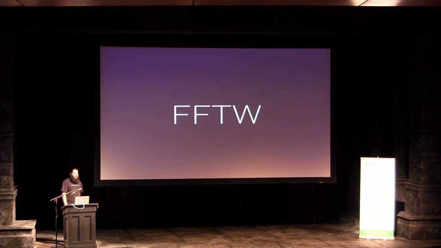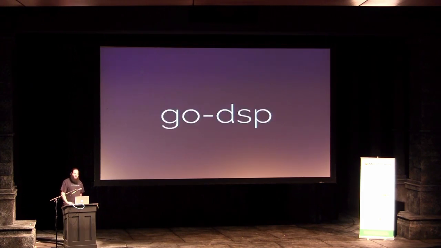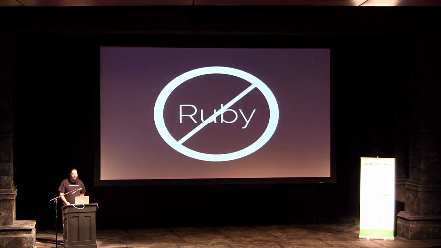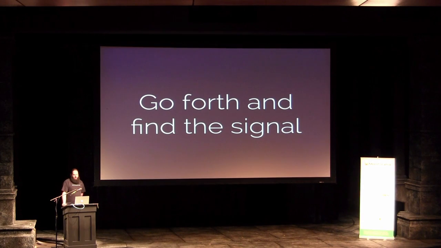There's also a library called FFTW. This is written in C. It has bindings in almost every language, but those bindings are very variable quality, so caveat emptor. And if you're using Go, there's a library called Go DSP, which offers some basic Fourier transforms and windowing functions. Unfortunately, I don't know of anything for Ruby other than the FFTW binding. Ruby really doesn't have a great numeric computing community, scientific computing community, so you're kind of on your own there, sorry. So go forth and find the signal.